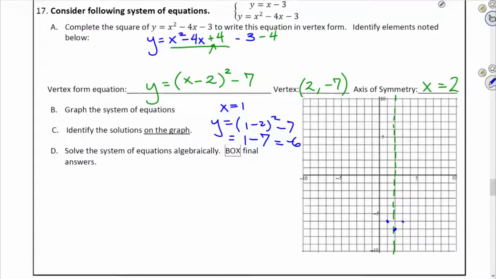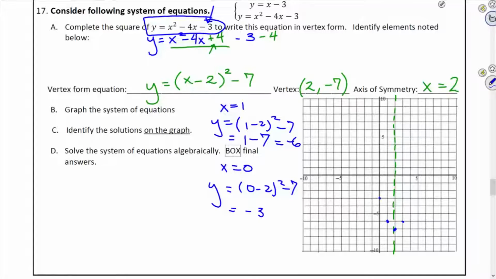Okay. Now, on the y-axis, it's even easier because I can pull that off from this expanded form, and it's right here. So it's negative 3. Let me show you that. If x is 0, I get y is equal to (0 minus 2) squared minus 7. 0 minus 2 is negative 2. Negative 2 squared is 4, and 4 minus 7 is negative 3. So I get the point (0, negative 3), and then it's symmetric, and so I get the same point on the right side as well.